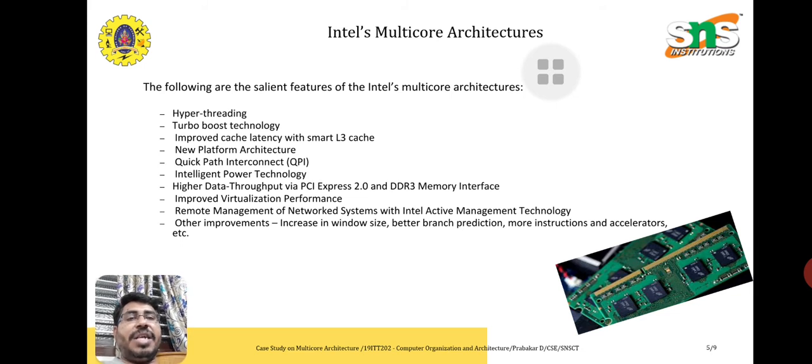First, hyper-threading, Turbo Boost technology, improved cache latency with smart L3 cache, new platform architecture, QuickPath Interconnect, intelligent power technology, higher data throughput via PCI Express, improved virtualization, and remote management of network systems. Here we have considered only two things: one is Turbo Boost technology, and the other is intelligent power technology. These two features lead to improved CPU performance.